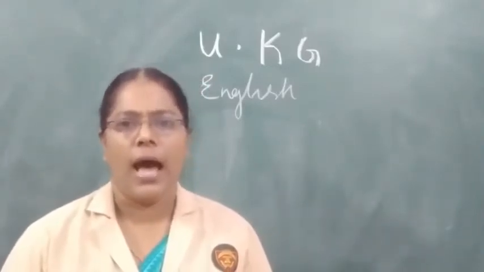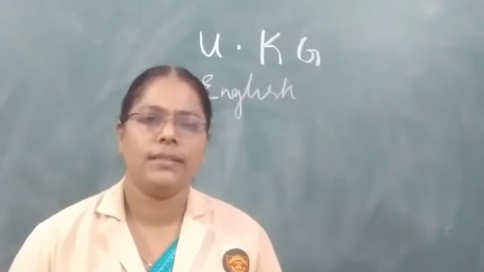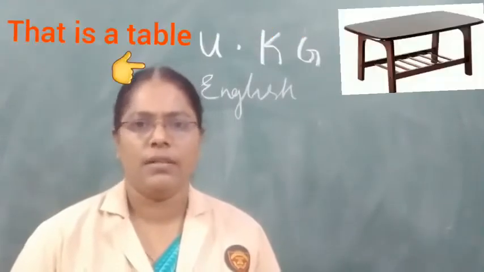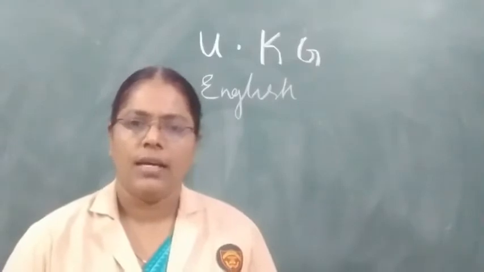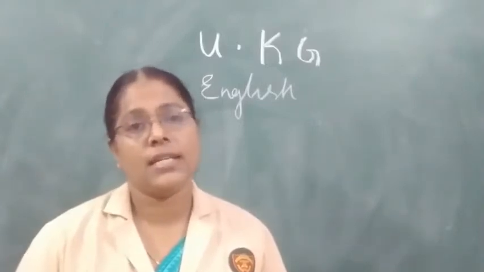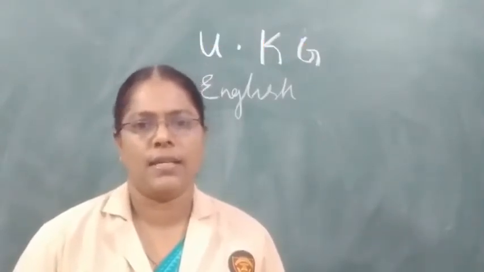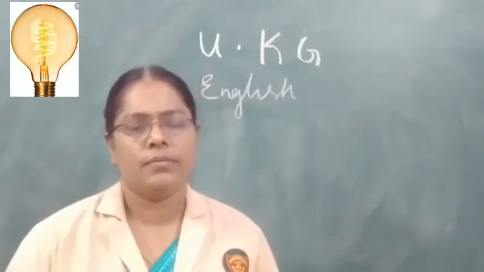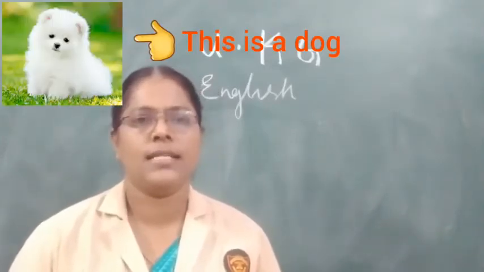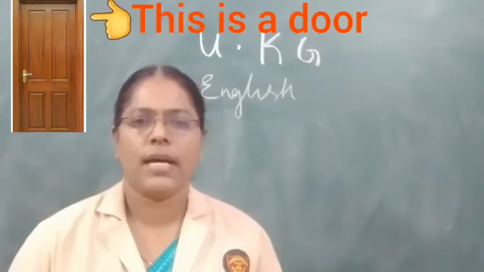Look at the pictures and complete the following sentences. This is a chair. That is a table. This is a pen. That is a pencil. This is a bulb. That is a fan. This is a dog. That is a cat. This is a door. That is a window.